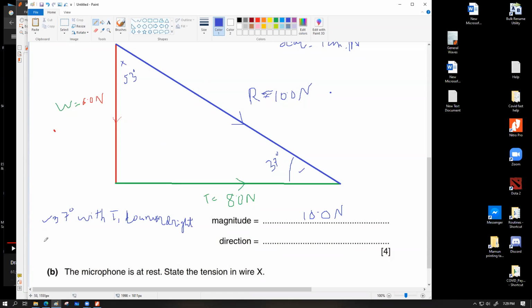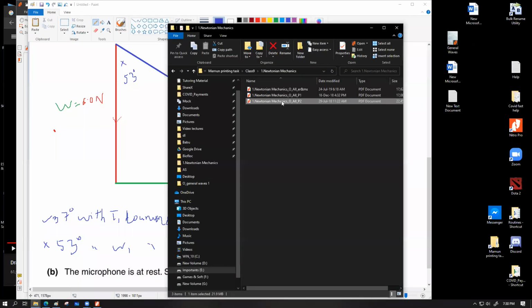Or you could also write, if you use that top angle, 53 degree with w, comma, downward right. Either of these expressions are good and scores you full mark. So let's have a look at the mark scheme, and then I'll take questions. Just give me a second.